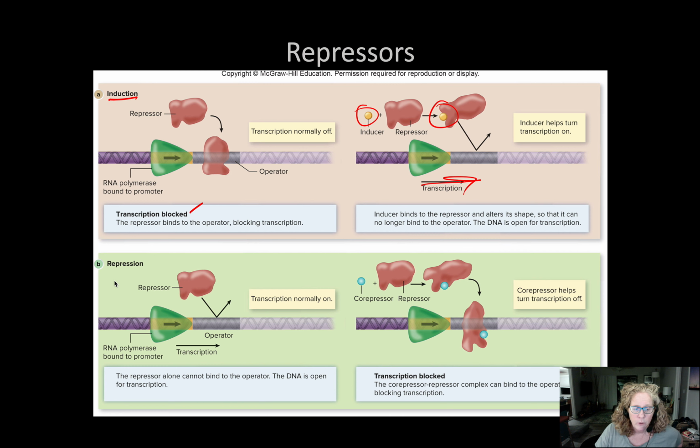In part B, repression, our repressor is unable to bind, so we add a co-repressor molecule that when it binds also changes the shape of the repressor, but instead of removing the repressor, it actually causes the repressor to bind. And so when we have an inducer, we're going to turn our gene on, and when we have a co-repressor, we're going to turn our gene off.